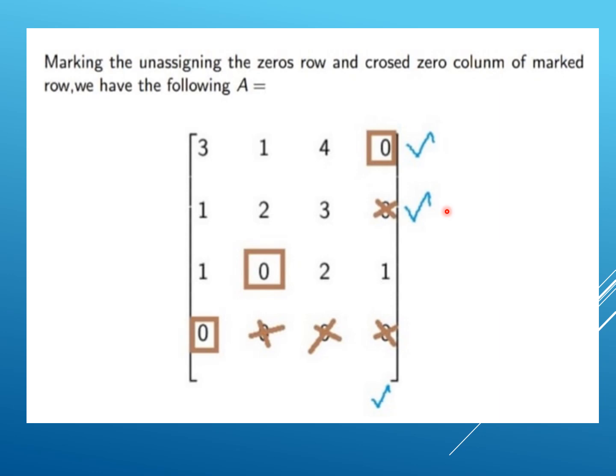Then, we mark the column that have zeros in marked row. We mark the fourth column. Then, mark the row that have assignment in marked columns. So, we mark the first row. Next, we draw the lines through all the unmarked rows and marked columns.